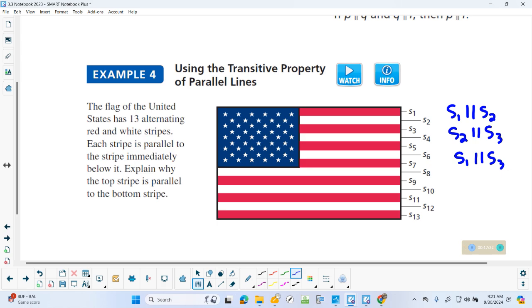Explain why the top stripe is going to be parallel to the bottom. That's just that transitive property of parallel lines. I mean, they're all parallel to each other. Of course, the top one's going to be parallel to the bottom one. The middle is parallel to the bottom one. The second is parallel to the bottom one. They're all parallel. That's that transitive property of parallel lines. I don't think we need to talk about that anymore.